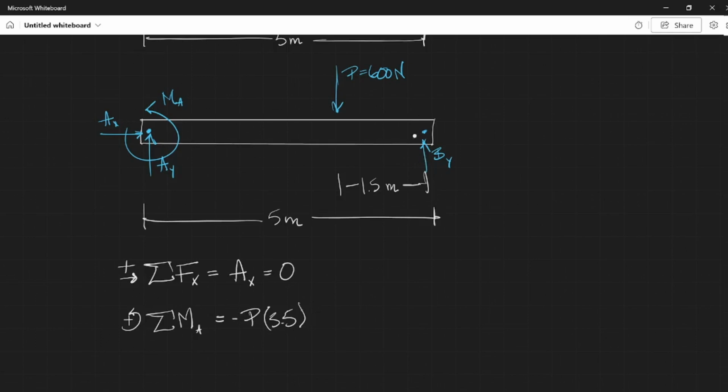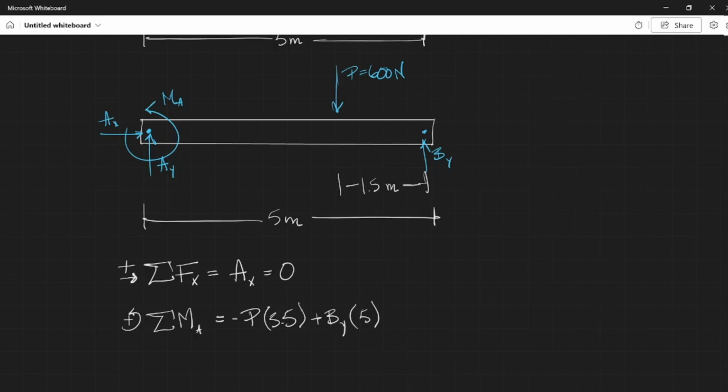And then B is going to do the opposite. So it's going to be a positive sign, and we'll have the force, BY, multiplied by the distance that it is away from the point that we have defined here in our subscript on the left-hand side of this equation for the moment. It's 5 meters, right? And so we have an expression for the sum of moments in A.